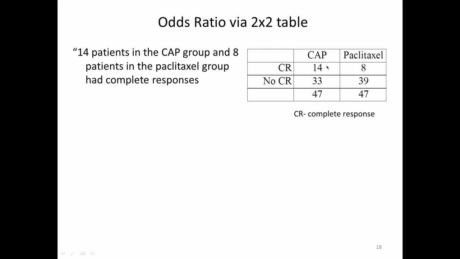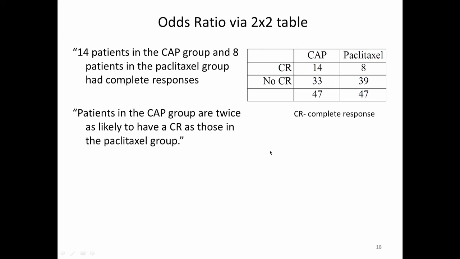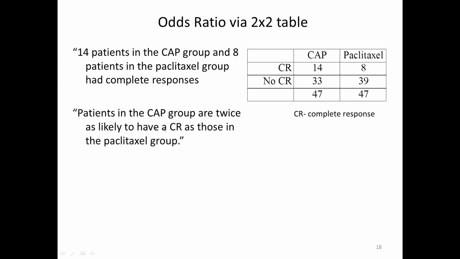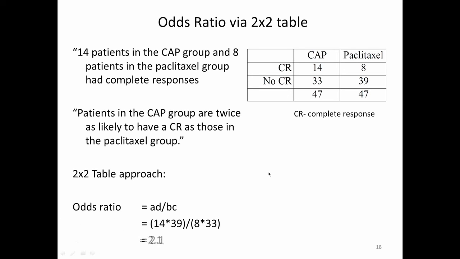So 14 in the CAP group had a complete response, 8 in the paclitaxel group had a complete response. Obviously, if you look at the odds ratio of 2, how do you name it? Patients in the CAP group are twice as likely to have a complete response as those in the paclitaxel group, and you get the same answer: 14 into 39 divided by 33 into 8, that will give you 2.1. So the statement you make is that patients in the CAP group are twice as likely to have a complete response when compared to the paclitaxel group.